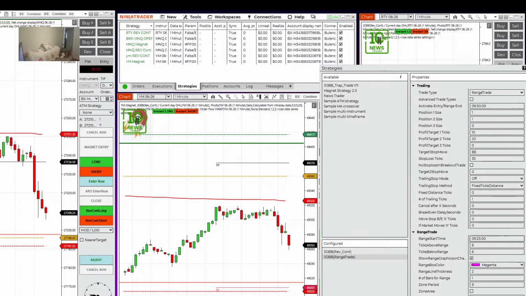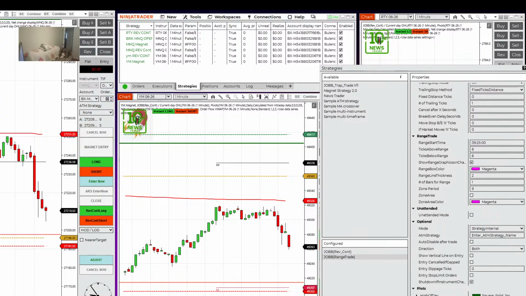Anyway, this range trade, range start time is 9:25:00. 6 ticks above the range, 6 ticks below the range. Show the range graphics on chart. And we're going to end the range at 9:30:00. Position 1 is a 1, position 2 is a 1, target 1 is 10 ticks, target 2 is 20 ticks, stop is 35 ticks, target 1 stop move is break even, BE.